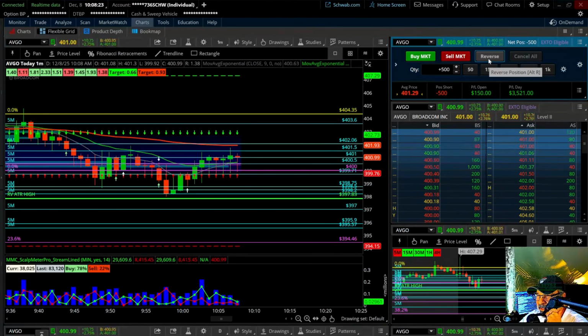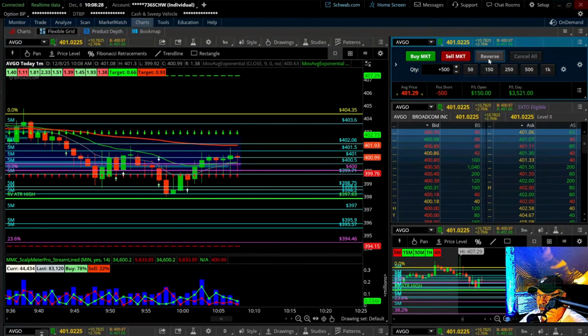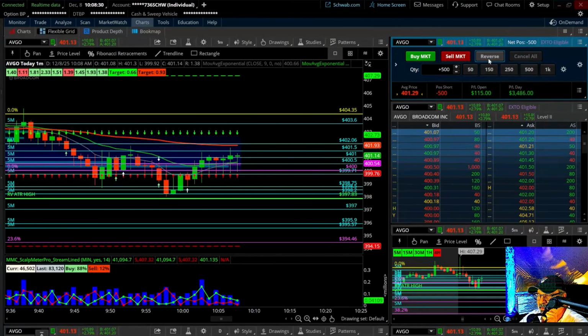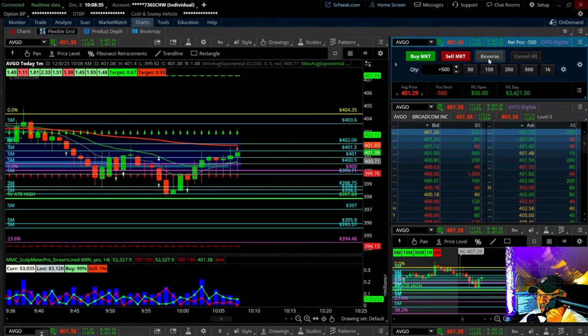I could take that trade at the 401. I just think it's going to go down closer to the fib. That's what it's been doing, so I'm not prematurely going to jump out here. I would have got that trade. That's too bad.